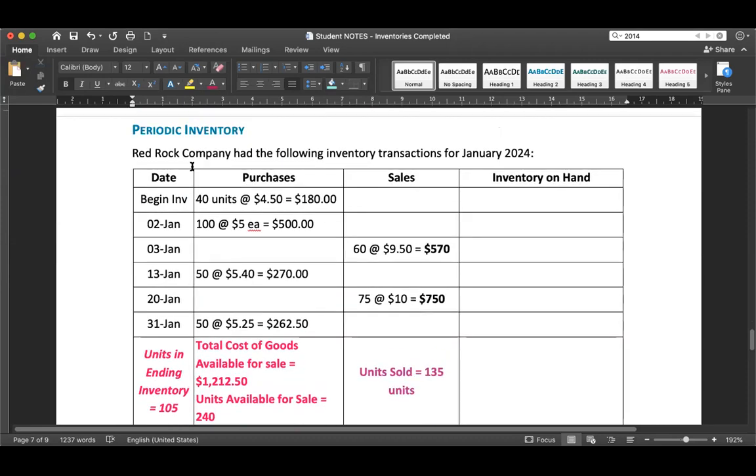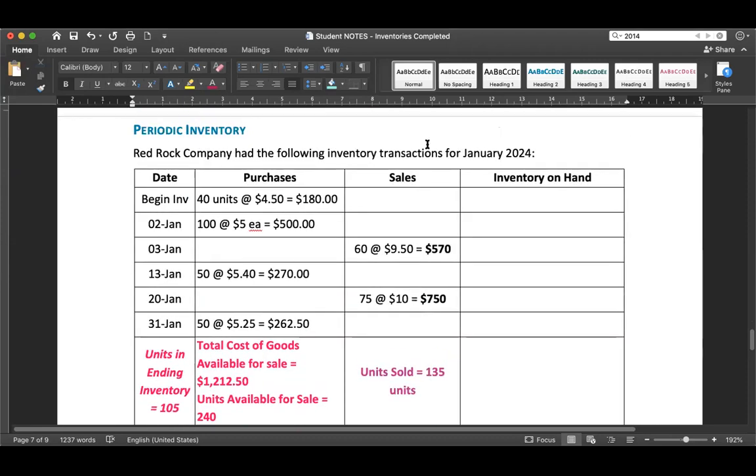All right, now periodic inventory, and let me describe periodic inventory. Periodic inventory says that at the end of the period, we are going to take account of the inventory on hand, and that should probably include any goods that are in transit FOB shipping point that we are receiving. But to keep it simple, we'll assume that nothing is in transit.